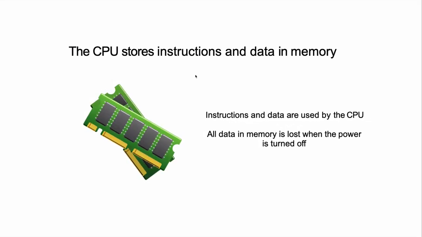There are some key points that we need to know about RAM. The first, instructions and data are used by the CPU, and all the data in the memory is lost when the power is turned off. For example, when you're writing a code or writing anything, you don't save it. Your computer gets turned off, and when you open the computer again and restart it, that data is not there because that data was sitting in the memory, not in a storage device which stores the data permanently.